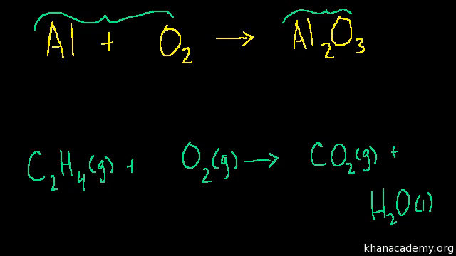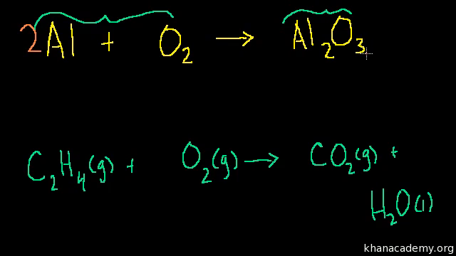I'll do it in orange. So, just what I said, I have one aluminum here and I have two aluminums there. So maybe a simple thing is just to put a 2 out here. So now I have two aluminums on this side and I have two aluminums on this side. The aluminums look happy. Now let's look at the oxygen. Here I have two oxygens on the left-hand side of the equation. And on the right-hand side of the equation, I have three oxygens.